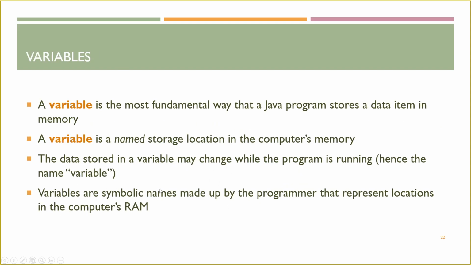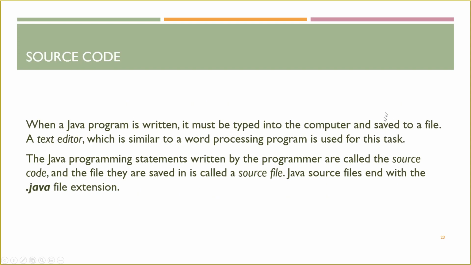Variables are symbolic names made up by the programmer that represent locations in the computer's RAM. So that's the key takeaway here. A variable is just a name that I create as the programmer to refer to a place in memory somewhere. And we'll talk about variables a lot more when we actually do our coding stuff. But I did want to introduce them.